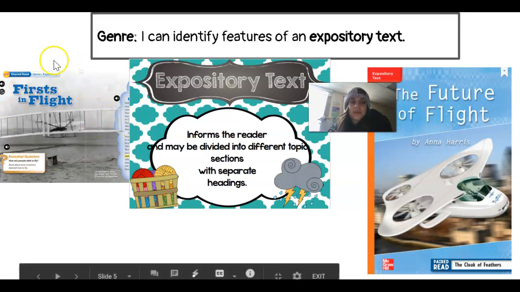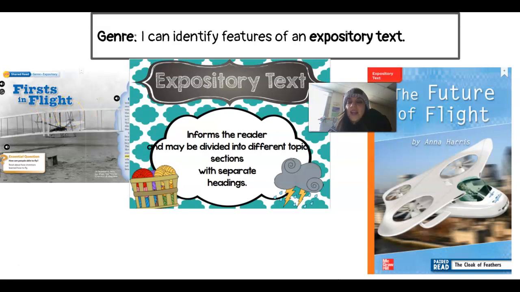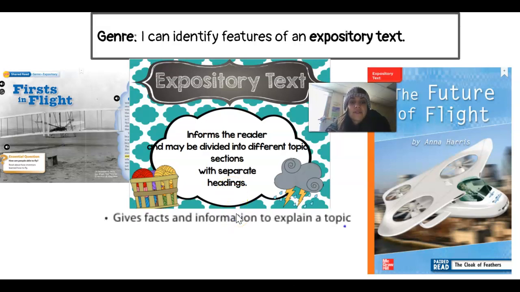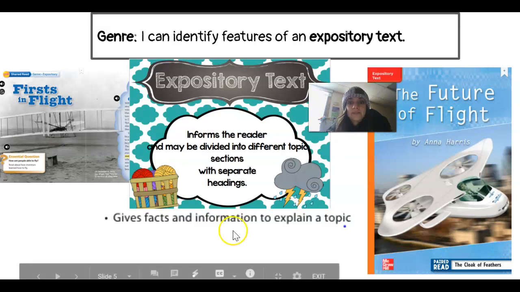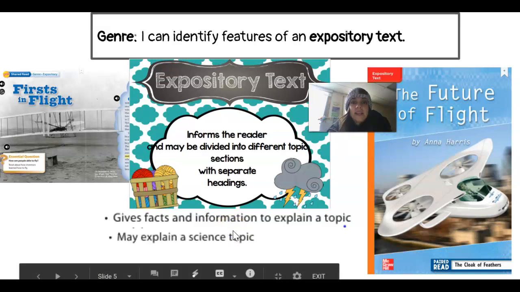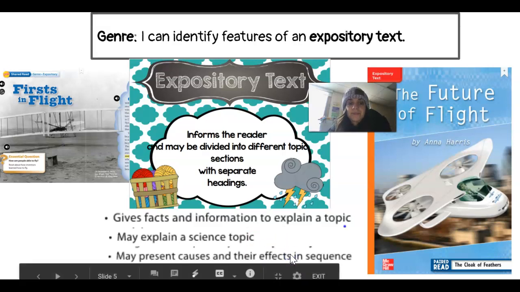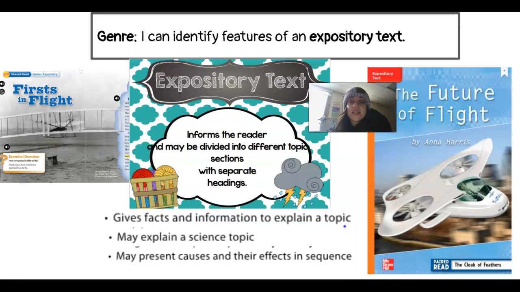Here is one text that we will read this week, First in Flight. And here is a second expository text that you will read this week, The Future of Flight. In both these texts, you will have a topic that might be divided into sections with separate headings. It will give facts and information to explain the topic. The topic in an expository text may be about science, and in this case, it's about the science of how planes work.